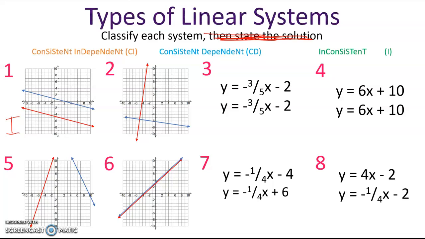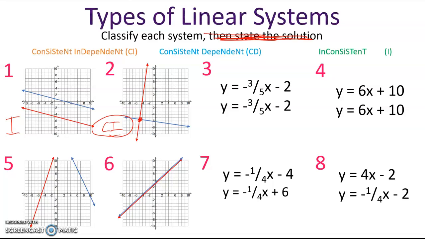Number two, we see that there is a single point of intersection. There is one solution, let's say it's at -5, -6, or something like that. Because it has this one point of intersection, it is going to be a consistent independent system of equations. We're going to label it as CI, because it only has one solution.